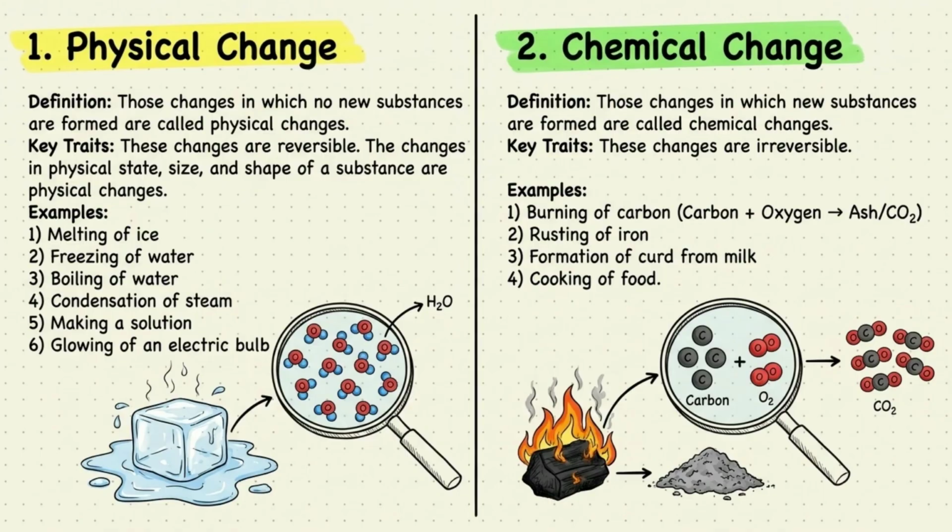Exactly. We're going to learn exactly how to spot if a chemical reaction has happened, how to write and balance the equations that describe them, and finally, how these universal rules apply to the real-world things you see every single day. We're going to take this very slowly, students, and very clearly, step by step.